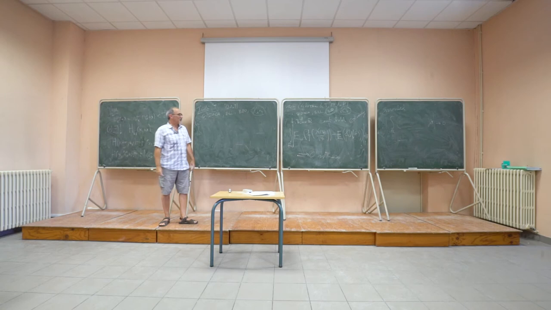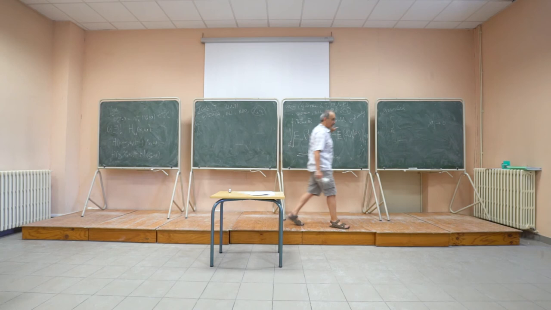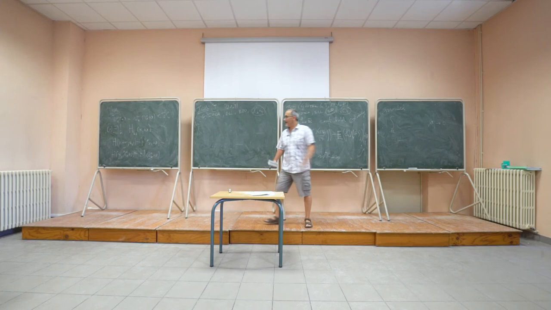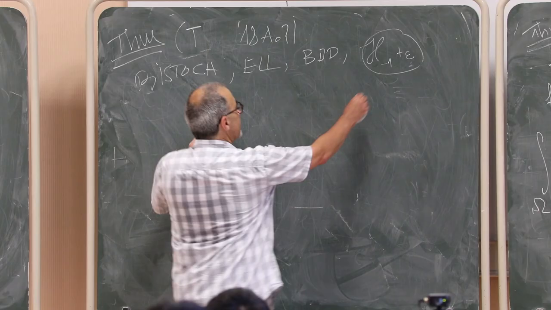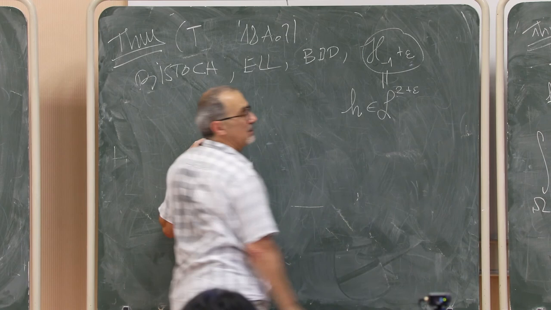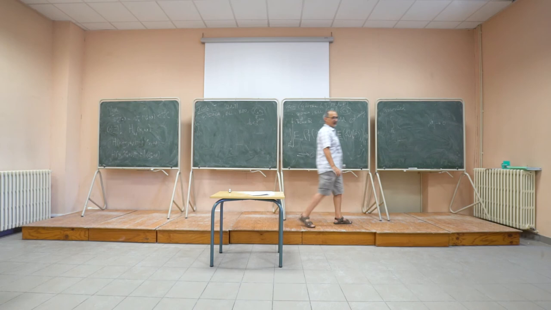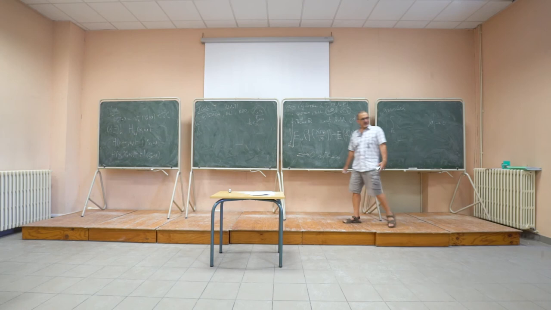I told you that the H minus 1 condition was equivalent to saying that this height function or tensor is L2 stationary. I need more. This means that the height function is in L2 plus epsilon. Slightly more integrable. That's necessary, otherwise you don't get it. Slightly more integrability than just square integrability is needed. You will see why later.